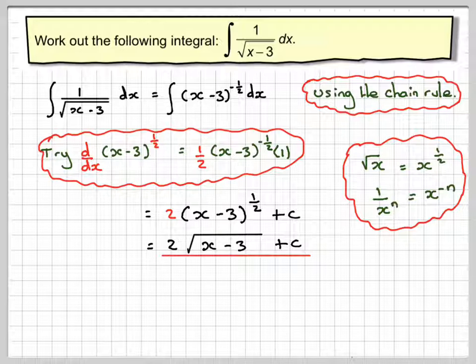So this has been a video to show you how to do the integral of a square root function, 1 over a reciprocal with a square root in, using the reverse of the chain rule.